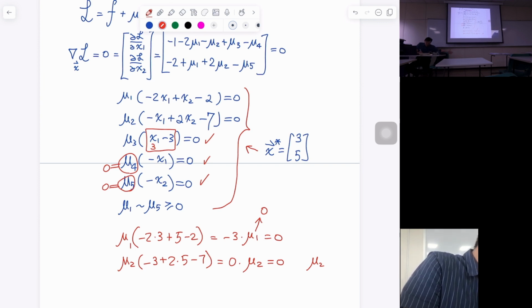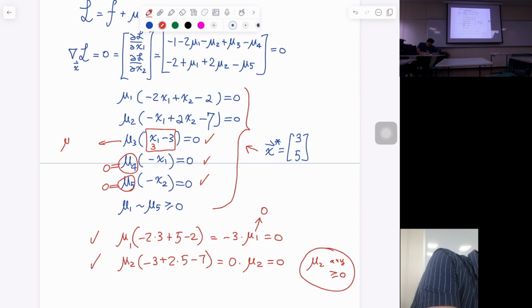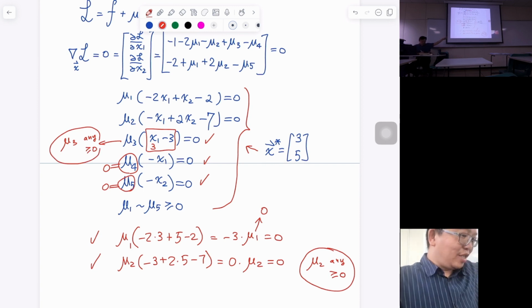So just pick up some number that is positive or 0, either way. So this one satisfies, this one satisfies. Mu 2 can be any positive or 0 value. Mu 3 same. Mu 3 can be any positive or 0. So when I plug in this optimal solution, the first two equations satisfy: mu 1 is 0, mu 2 any positive value, mu 3 any positive, mu 4 is 0, mu 5 is 0. Okay, all satisfied.